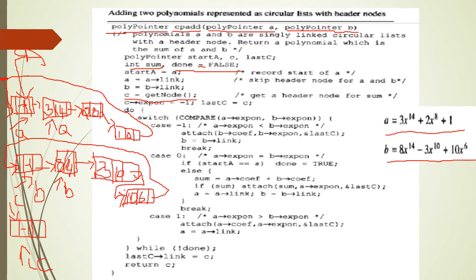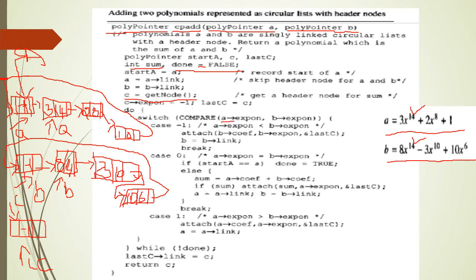So, therefore, last C is equal to C. Then here I am using a do while statement. Do will not check any condition, it will simply enter into the loop. Compare A of exponent. What is the A of exponent here? 14. 14 is stored in the exponent field of this node. A of exponent is 14 and B of exponent is 14. So, here the leading exponent of polynomial A is 14, and the leading exponent of polynomial B is also 14.